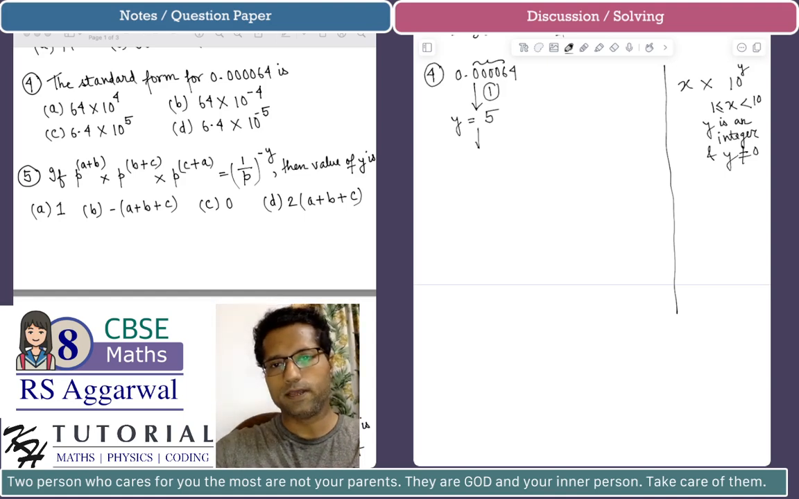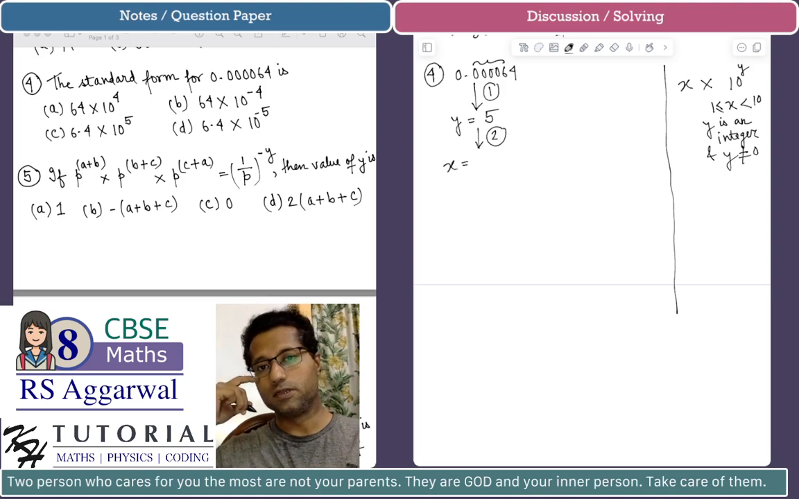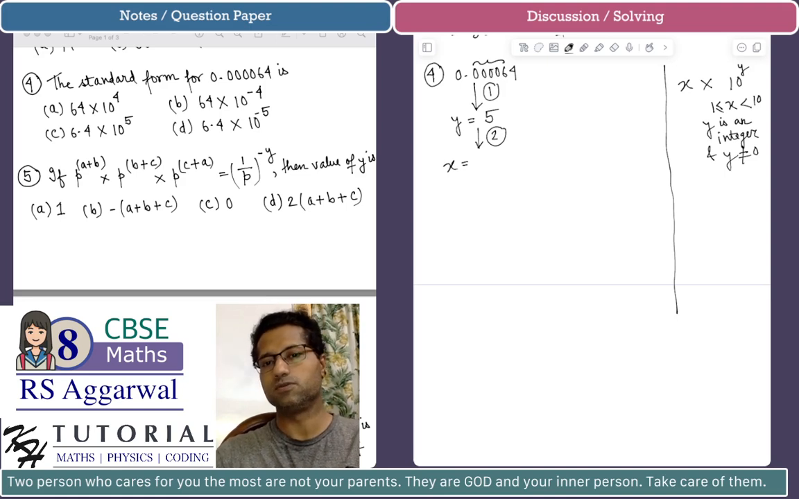Now I have to find x. What will be x? You consider the given number, the very small decimal number, and you ignore the decimal point. If you ignore the decimal point, it becomes a whole number. The whole number will be 64. In that whole number 64 you place a decimal point after the leftmost digit, so it becomes 6.4.